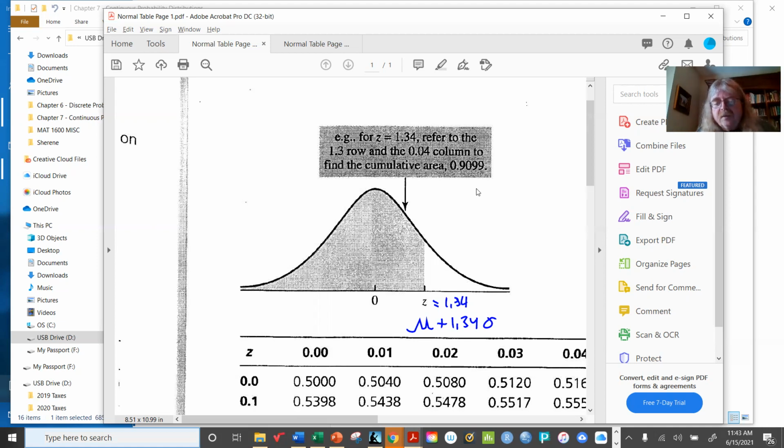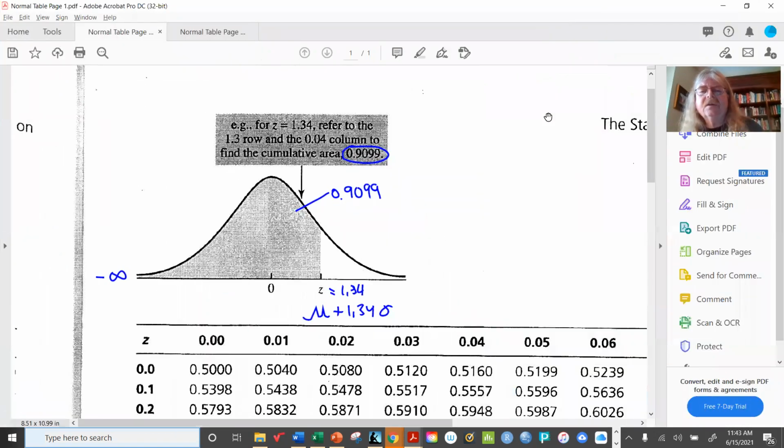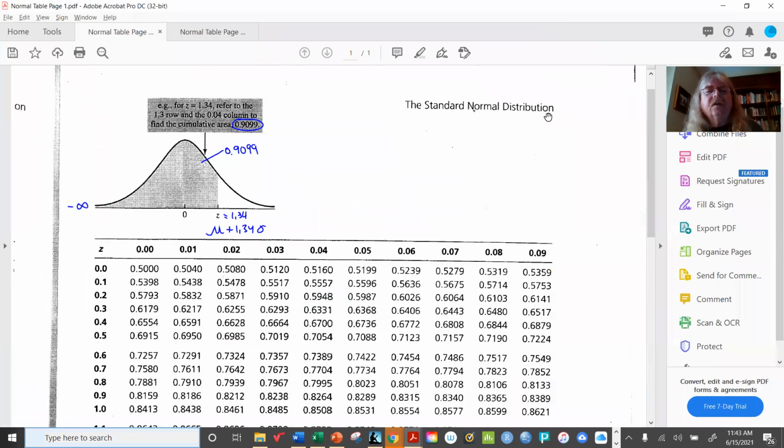Now this, unlike what we were doing just a few minutes ago, goes all the way down to negative infinity. This is not in between 2 points. This is from 1.34 all the way down to negative infinity. Now, they told us already the area or probability is 0.9099. Now, how do we know this? What is the tip-off? Well, what you have to do is go into this table and look for two numbers.